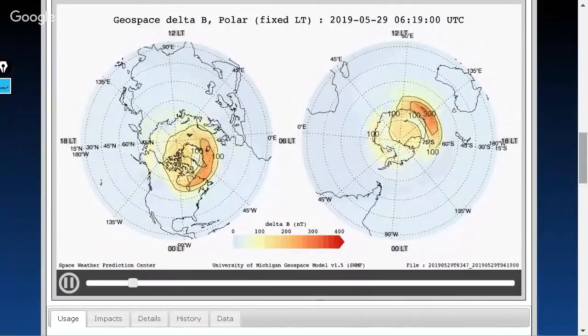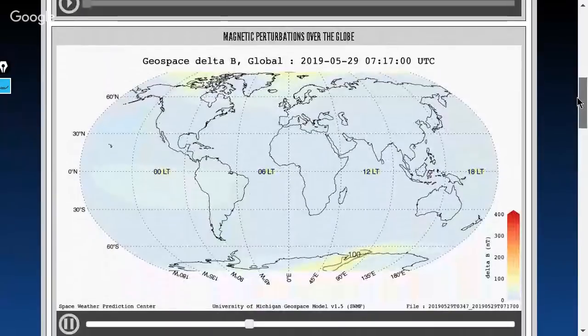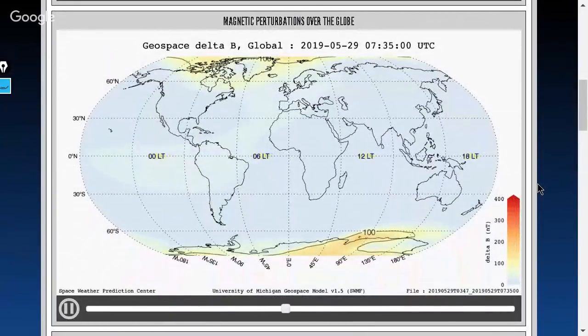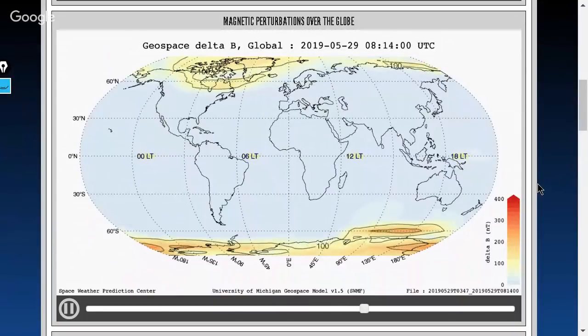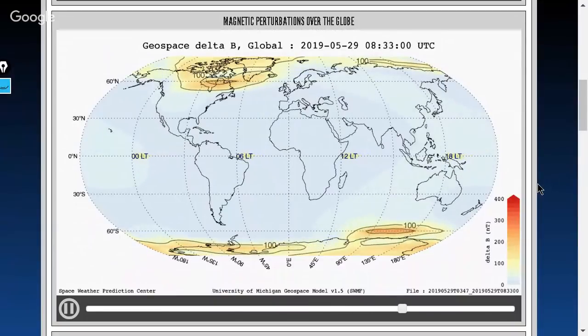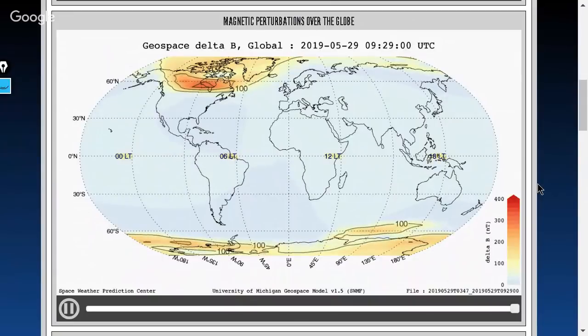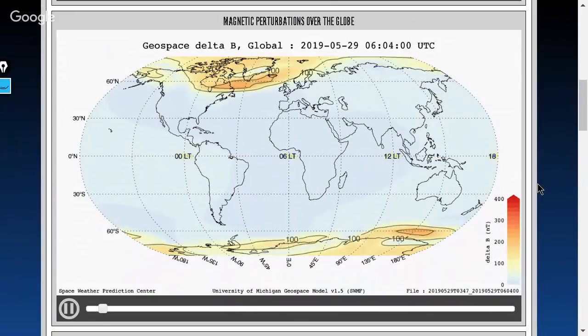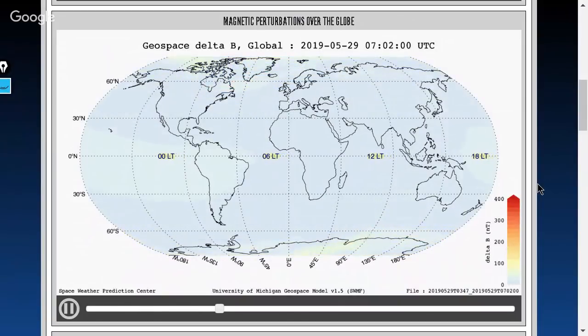Move up to the globe view, and we should see significant magnetic spillover here. We see magnetism stretching over the entire Atlantic Ocean, across South America, the Indian Ocean, and that's what we call geomagnetic unrest. So, great illustration of it using a lot of magnetometers.